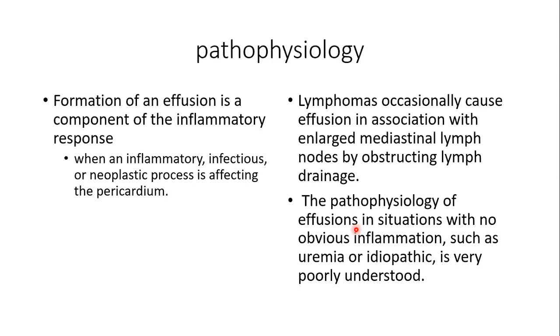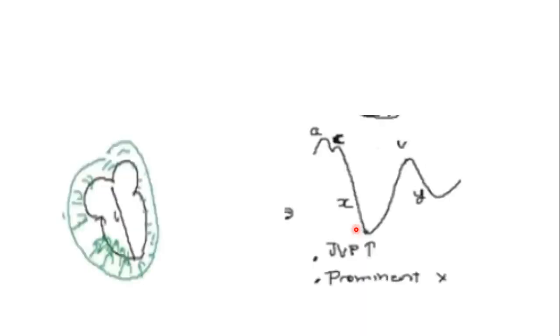Okay, so let me just go here. So this is just the heart, as it were, in a pool of fluid. The outer one is the pericardium, and the heart is the one inside there, and this is a form of circumferential effusion.